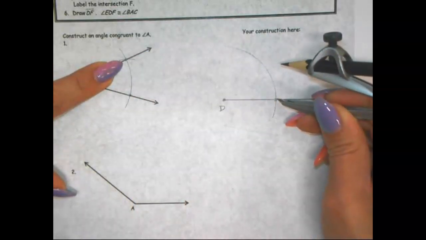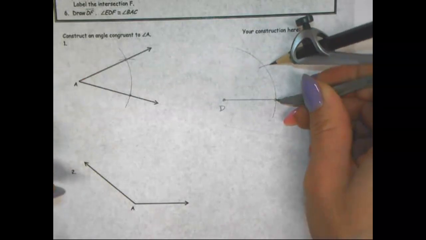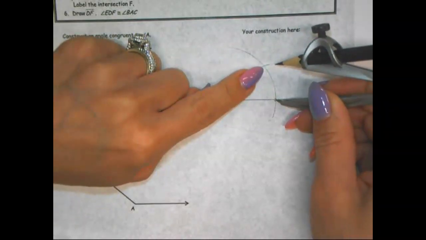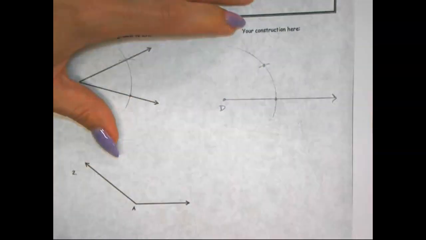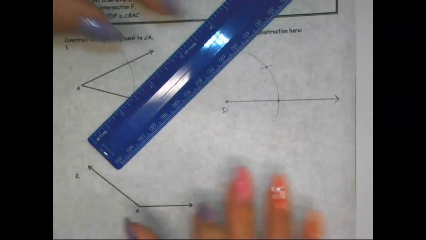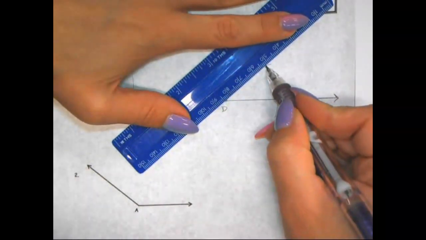I'm going to come over here, and I'm going to make that same little mark right here. So that gives me a little X to show me where I should draw the other side of my angle, my other ray. So from D to this point right here.